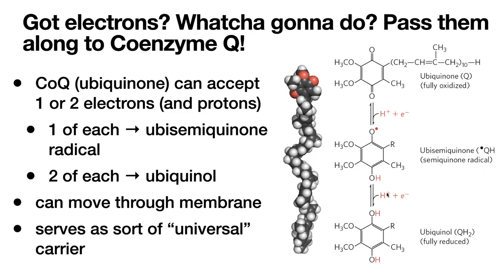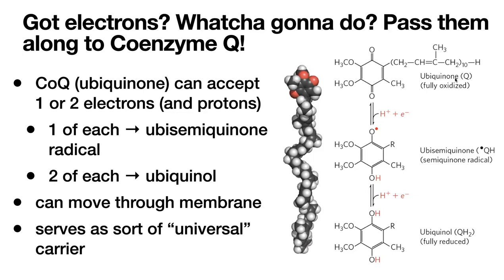What then happens is if it accepts another electron and proton, well, now you're going to get the fully reduced form, which we call ubiquinol, or QH2. So this is the fully reduced form. It required 2 electrons and 2 protons. And therefore, it's going to be able to give and take 2 electrons and 2 protons. And we can use it to both transfer protons as well as to transport electrons.